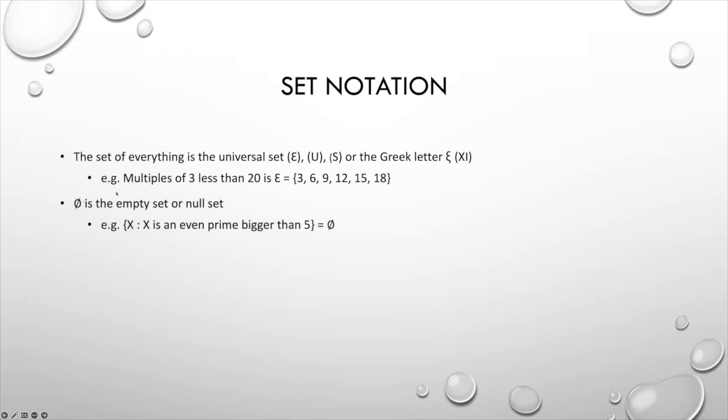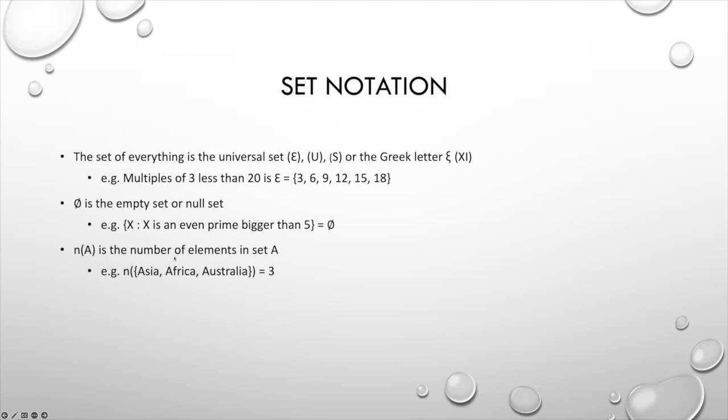Null set, or empty set. We can represent it like this. In this rule, x colon, x is an even prime bigger than 5. We know the only even prime is 2. So bigger than 5, there is no such prime number. So it is an empty set, a null set.